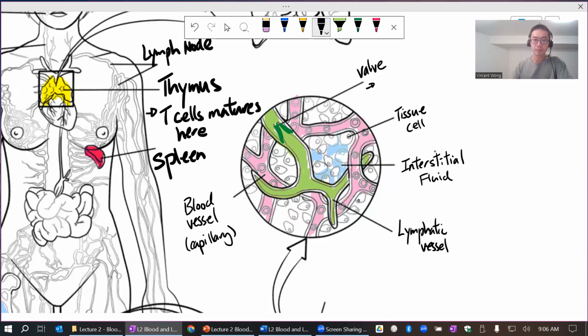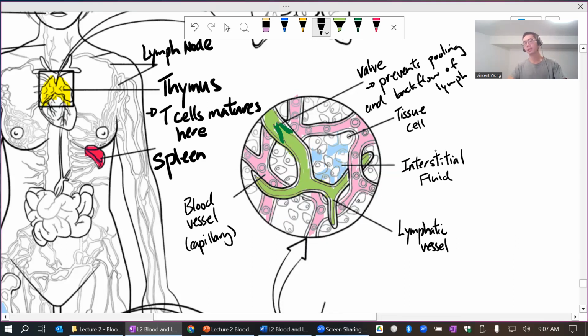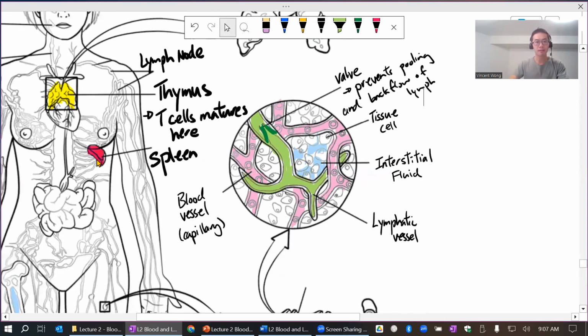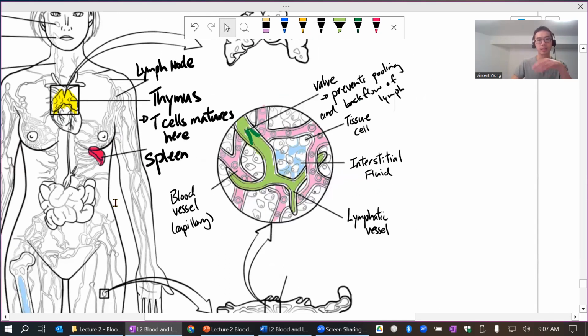Valves prevent pooling and backflow of lymph. All right, so there you have it. That is the whole diagram.